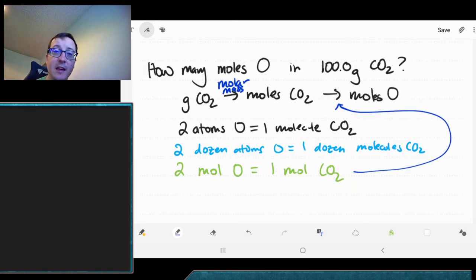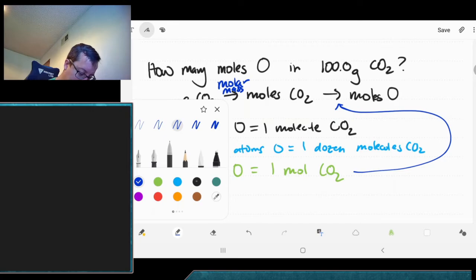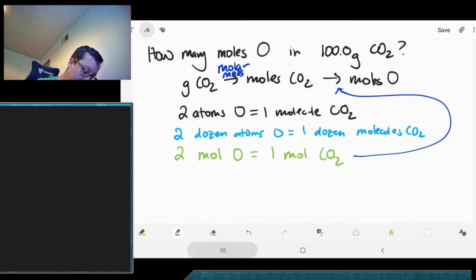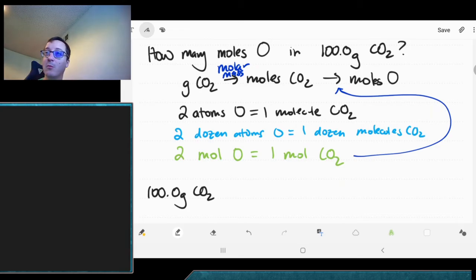So just taking things one step further. And don't you worry, this may seem complicated now. It will very soon become second nature to you, so you'll be doing this in your sleep. Don't you worry. Okay, let's do it. Starting with the number that we know, which is 100 grams. That's the number that we're starting with because that's the number we're given.